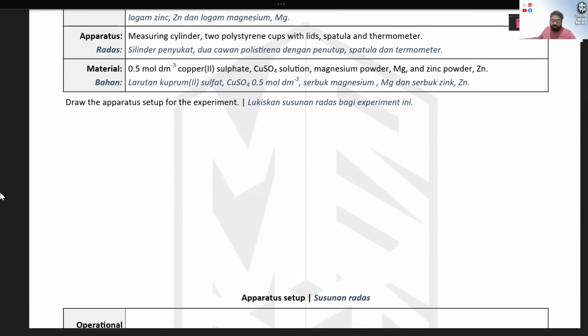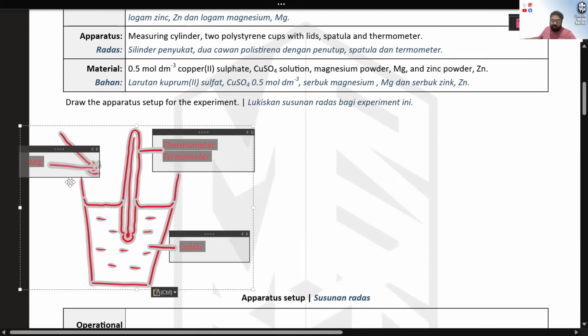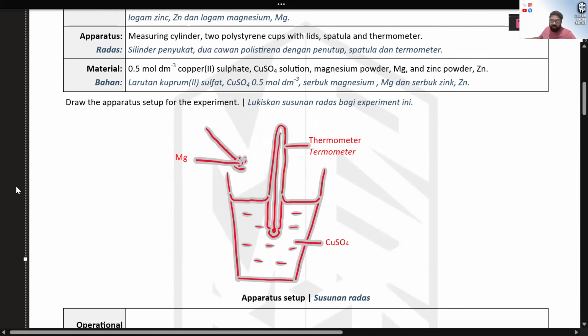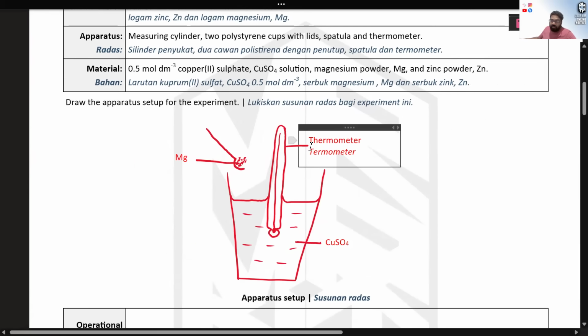Now, this is the setup. Very simple. We have the copper(II) sulfate solution in a polystyrene cup. Make sure it's a polystyrene cup. Anyway, the apparatus given to you should have the polystyrene cup. And then we have a thermometer. It should be dipped into the copper(II) sulfate solution. And then this is the magnesium powder that we're going to add. That's it.